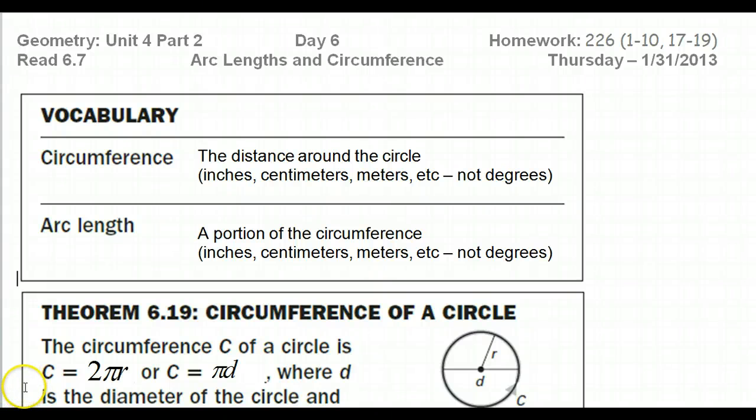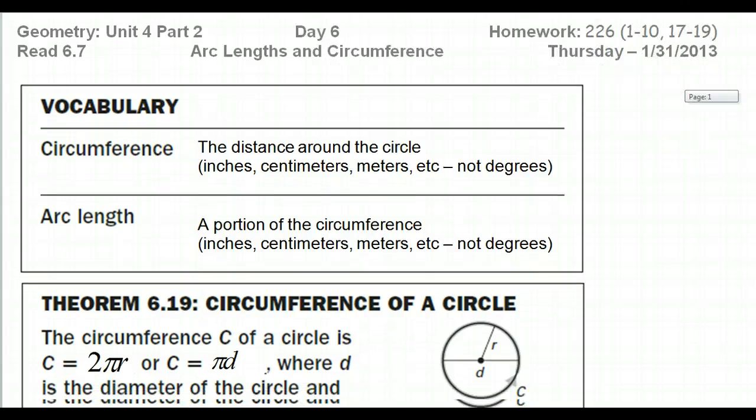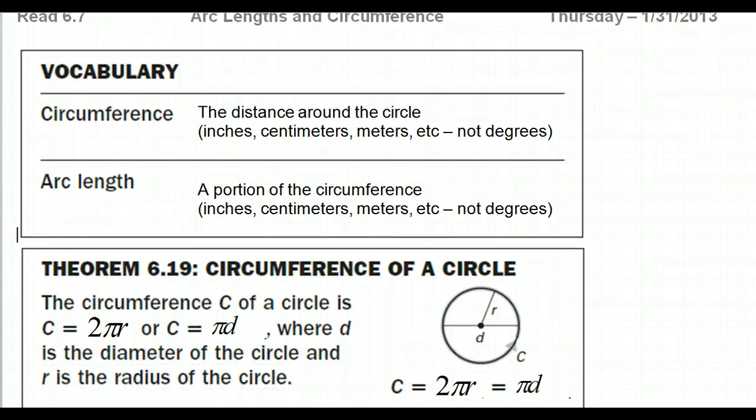This is day 6. Today we're going to talk about arc length and circumference. And they are closely related because the circumference is just the distance all the way around a circle. Imagine that you took a piece of string and laid it out completely around the circle. If you stretch that string out straight and measured it with a ruler, the length that you would find would be the circumference. It's measured in inches, centimeters, meters, things like that, not degrees.